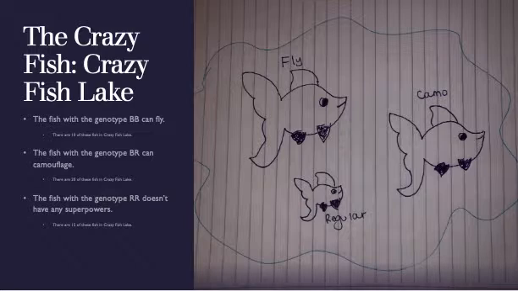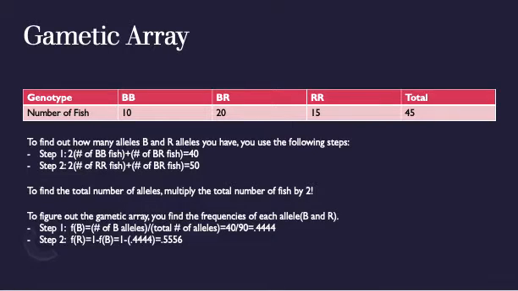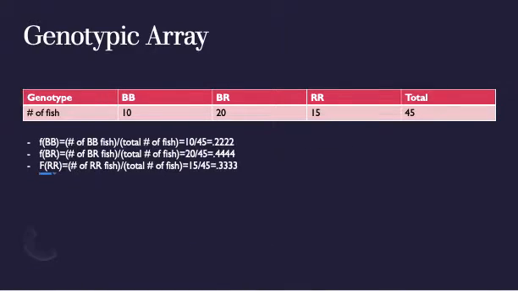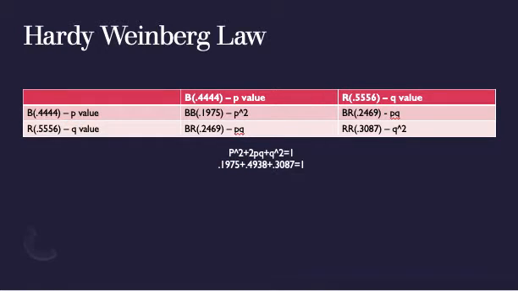To verify that my population of fish in Crazy Fish Lake is in Hardy-Weinberg equilibrium, I found the gametic array. The gametic array tells us the frequency of the B and R alleles in the crazy fish population. The next step to verify you are in Hardy-Weinberg equilibrium is to find the genotypic array. The genotypic array is the frequency of each genotype in the population. The final step in making sure your population is in Hardy-Weinberg equilibrium is to find out if the Hardy-Weinberg equation will equal 1 when you put your own numbers into it.